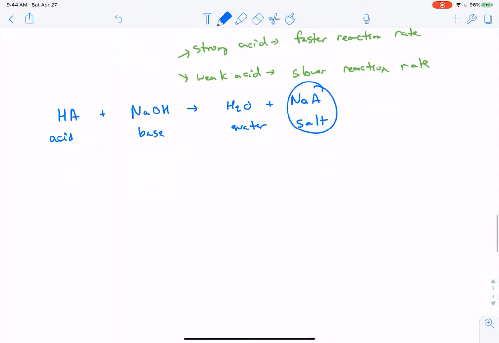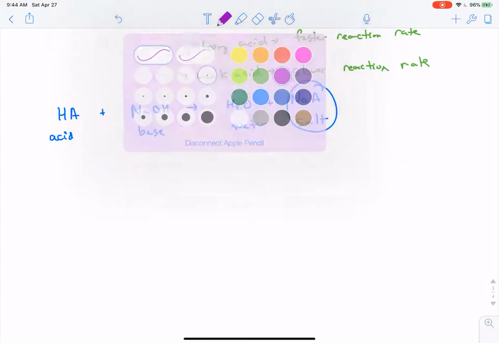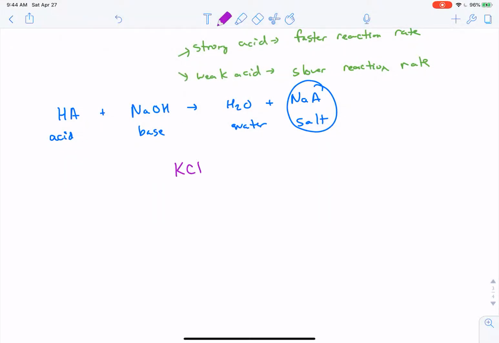So for example, if I say something like KCl, what acid and what base did KCl come from? KOH and HCl, yeah. Just be able to identify where it came from. And it's pretty safe to add OH and H to the second part.